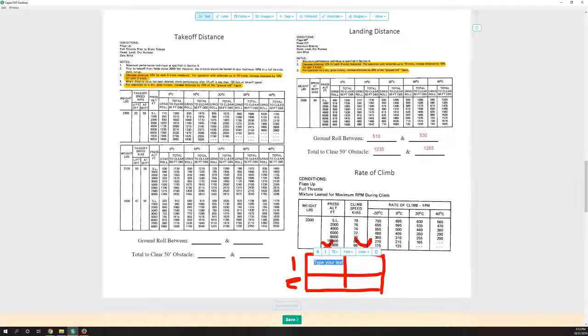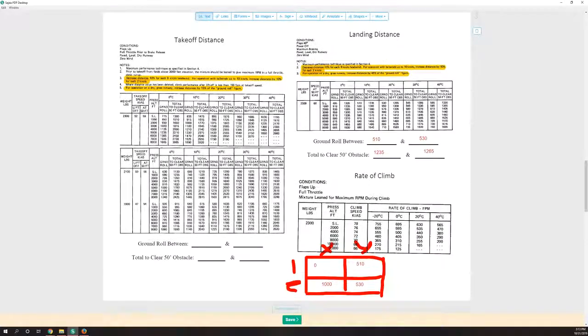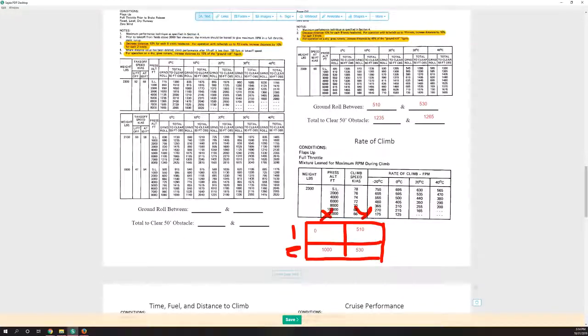So, our x1, which is going to be this column right here, is going to be 0. It's sea level. Our x2 is going to be 1,000. Our y1 is going to be 510. And our y2 is going to be 530. So, now we can plug in the formula, and we know what x is. We know x is our pressure altitude of 386 we calculated earlier. So, if we set up our formula, we're going to be y, which we do not know, minus our y1.